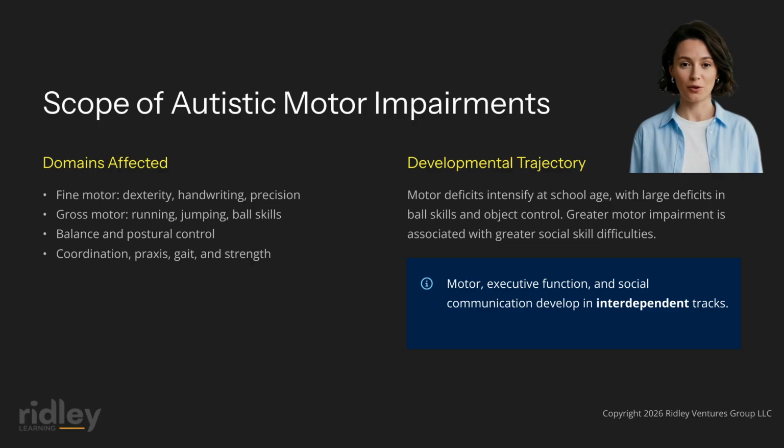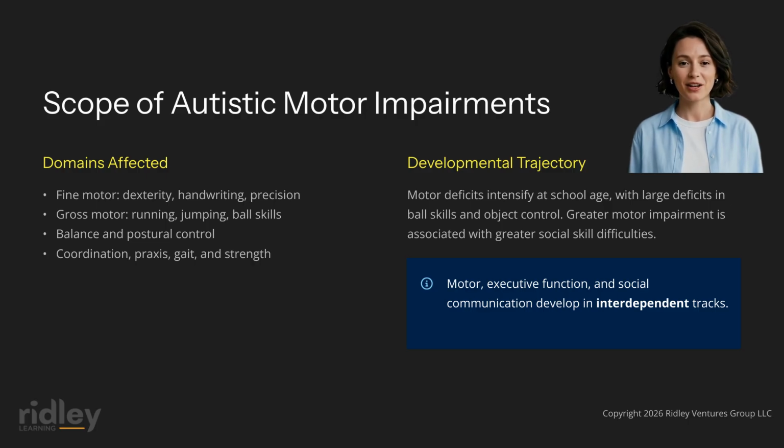Balance and postural control. Coordination and praxis, which refers to the ability to plan and execute skilled movements including multi-limb coordination and motor sequencing. Gait, characterized by lower cadence, greater variability, and toe walking. Strength and ball skills, with intensification as children move into school age.